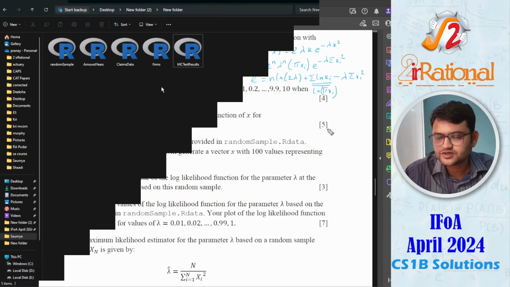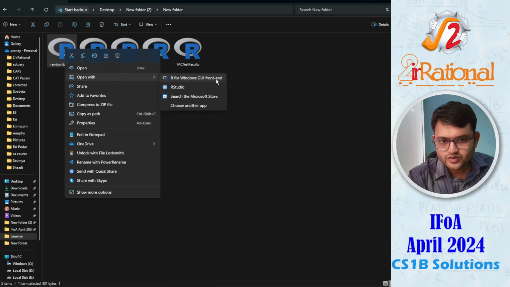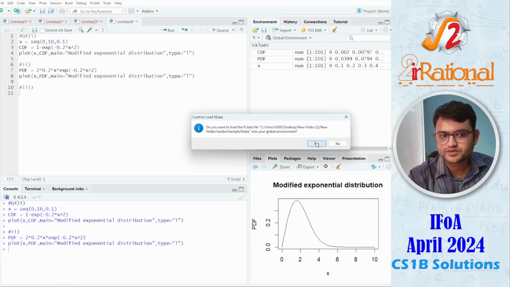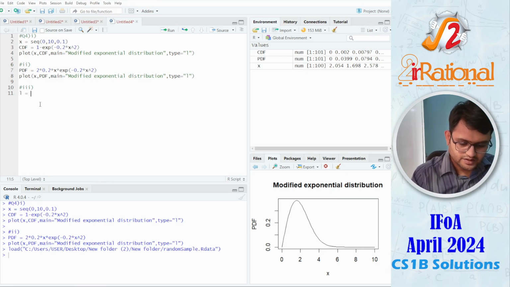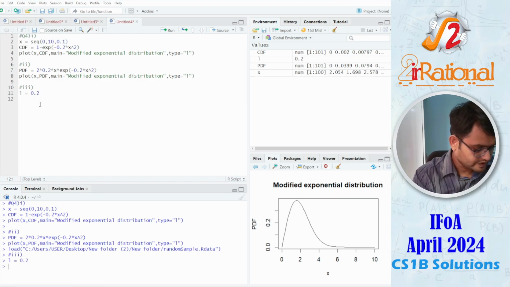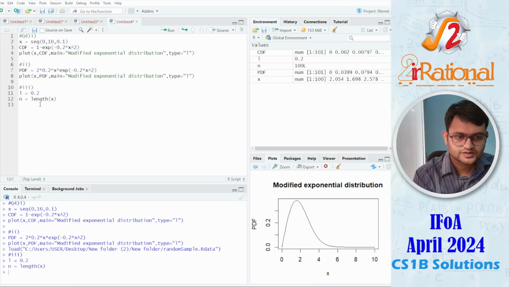Instead of this, you can also write log of product of xi's. This will also work. First, we have to load the data of the random sample. So right click, open with RStudio. Yes, this is X now. My X has been replaced. L is 0.2, and I will take N as length of X.